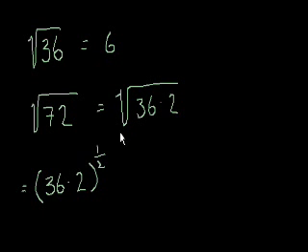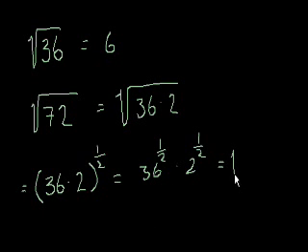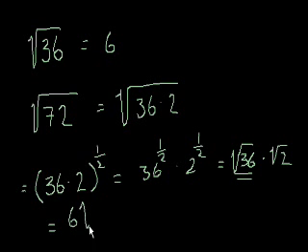And we learned from the exponent rules that when you multiply two numbers and then raise that to the 1/2 power, that's the same thing as raising each of the numbers to the 1/2 power and then multiplying them. Right? Well, that's the same thing as saying the square root of 36 times the square root of 2. And we already figured out that the square root of 36 is 6. So that just equals 6 times the square root of 2.